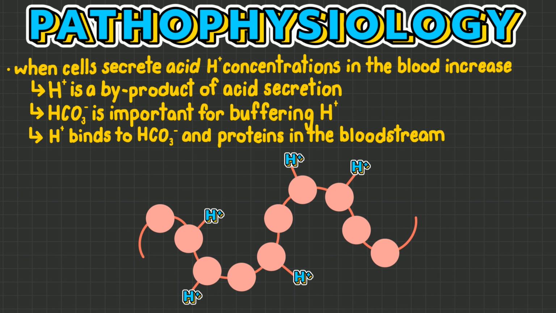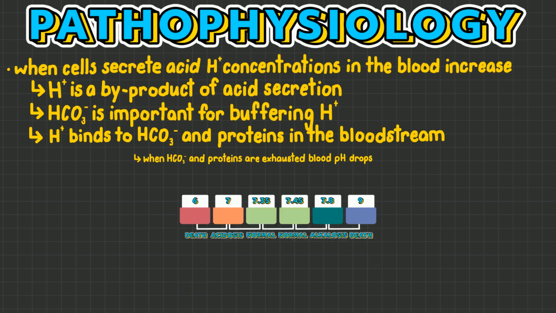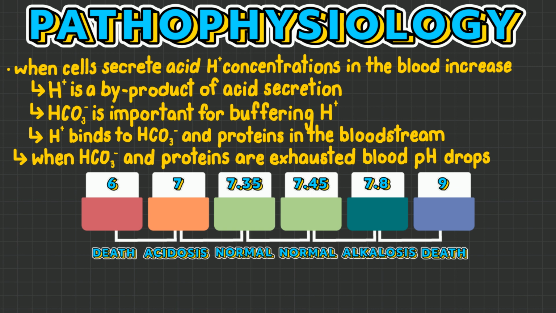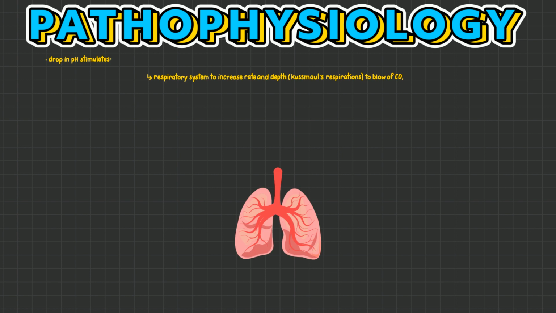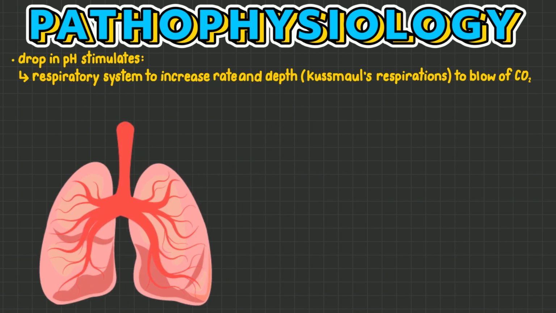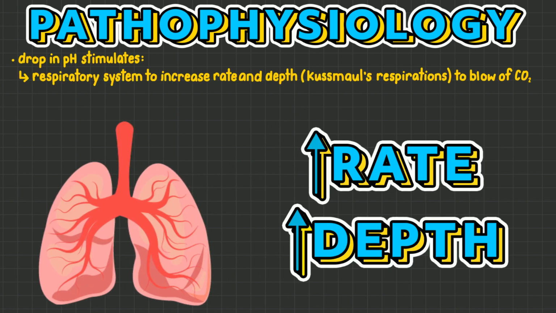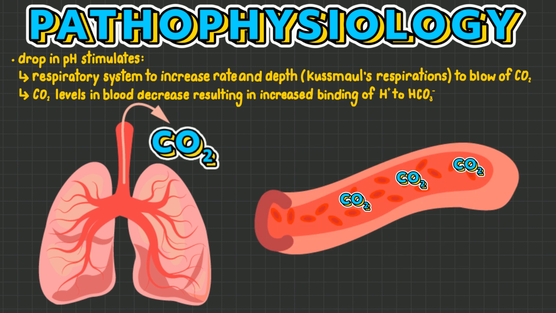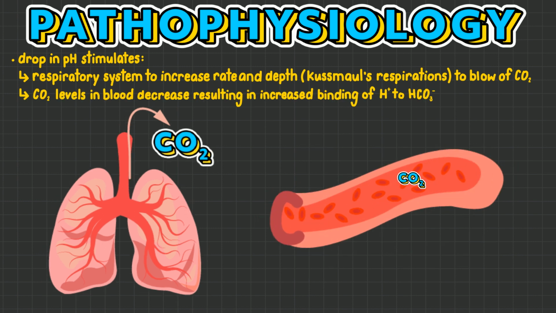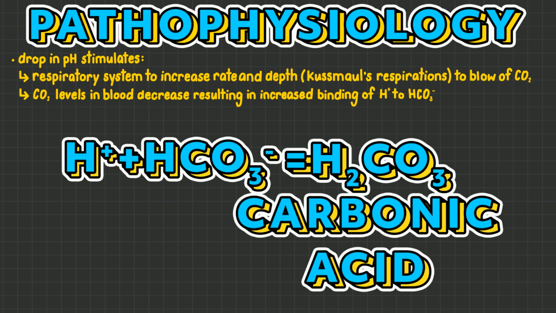Proteins also bind to hydrogen in the bloodstream to maintain blood pH. As bicarb and proteins in the blood become depleted, blood pH begins to decrease. This stimulates the respiratory system to increase the rate and depth of respirations. This breathing pattern, known as Kussmaul respirations, causes carbon dioxide to be blown off, and therefore blood concentrations to decrease. This increases the ability of hydrogen to bind to bicarb.